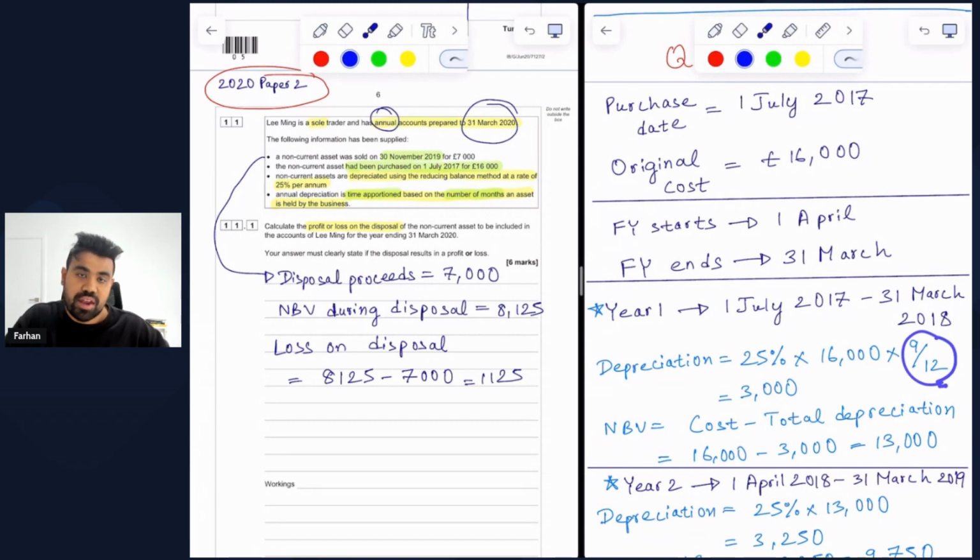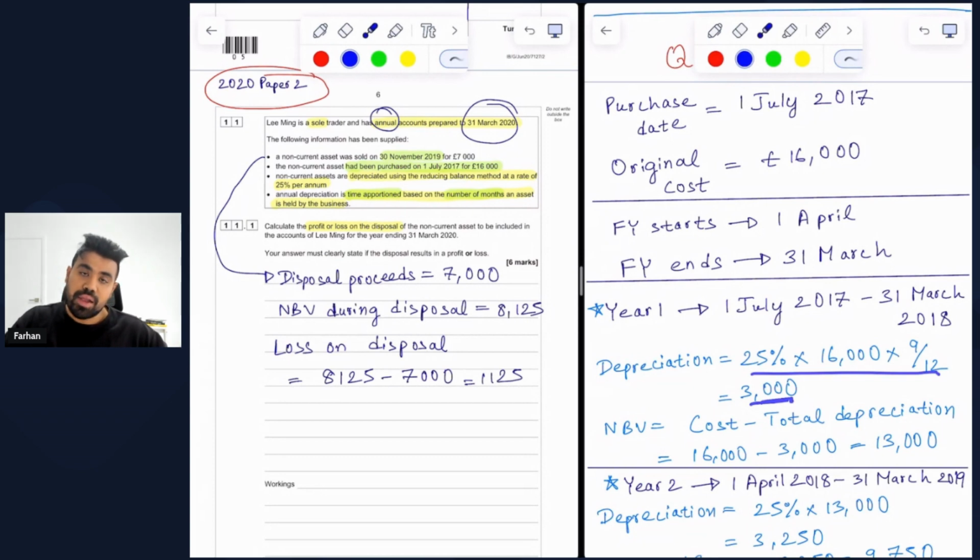And we understand that for that financial year ending 31 March 2018, the asset was actually used for 9 months, given that it was purchased on 1 July 2017. So once you incorporate all these numbers together, we understand that in the first year of usage, the depreciation expense for this asset is £3,000.